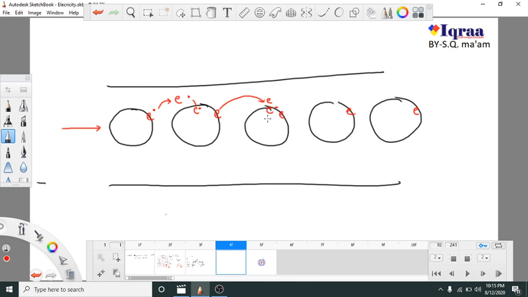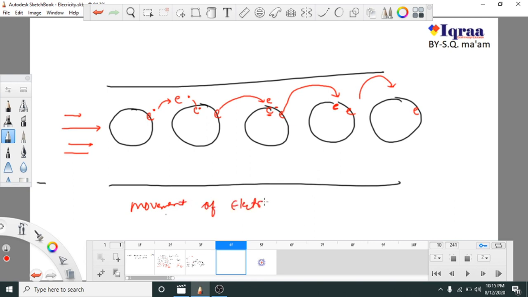Okay, again this condition: only one electron can remain in its outermost shell. Now it will remain here because it has force, we gave it force, because of force it will remain here, and this will go here and it will stay here. So this movement of electron is occurring.